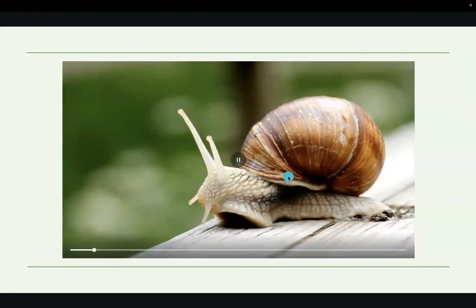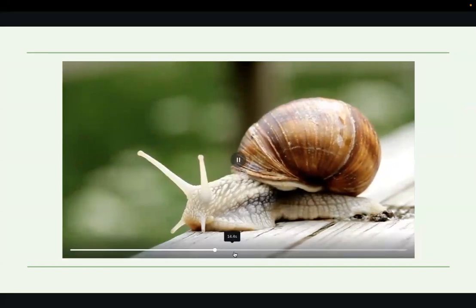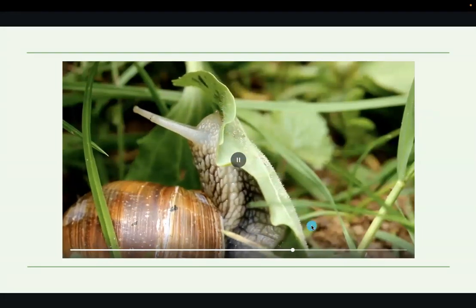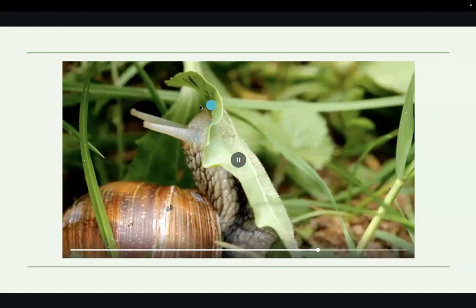And there's just a short little clip of the snail in its natural habitat. As you can see, they can be anywhere, and this is them consuming a leaf. And this little thing right here is where they eat.